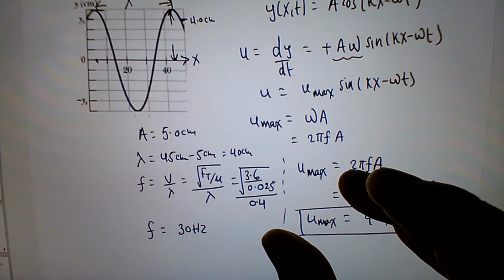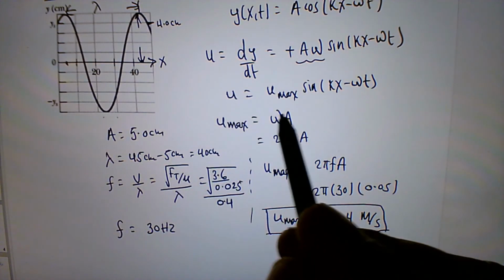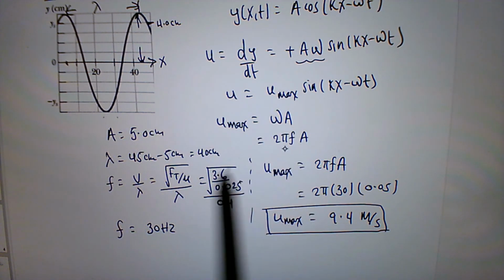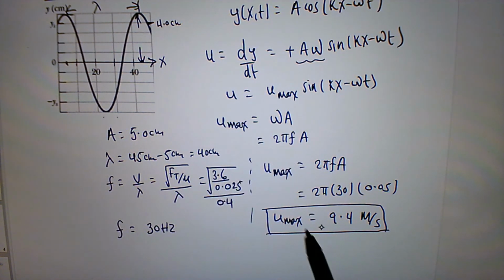Okay, so here a couple of things. To find the maximum speed you need omega A, but you don't have the frequency. First you have to find the frequency like this and put it back here.